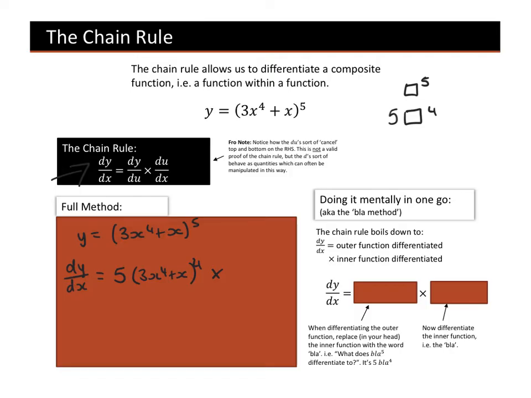If I differentiate 3x to the power of 4, I get 12x cubed. And if I differentiate x plus 1, okay, I'm going to put that in brackets because that's 1. So my final answer is 5 lots of (3x to the power of 4 plus x) to the power of 4, bracket 12x cubed plus 1. Nice and easy.